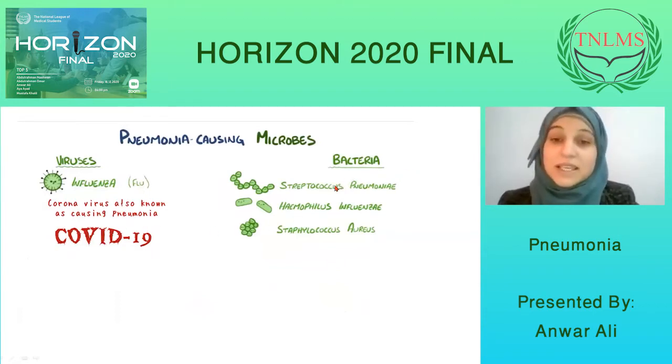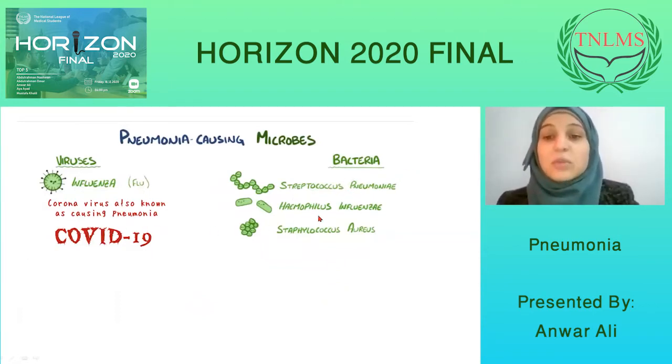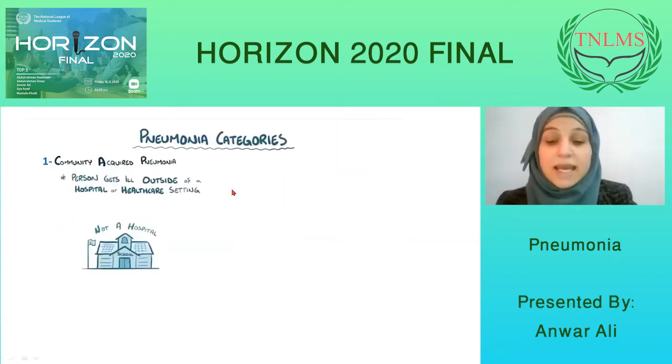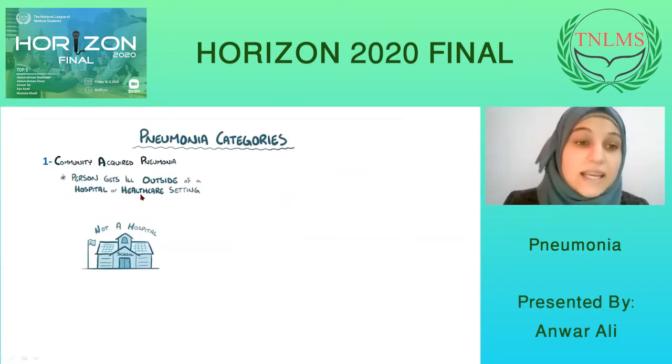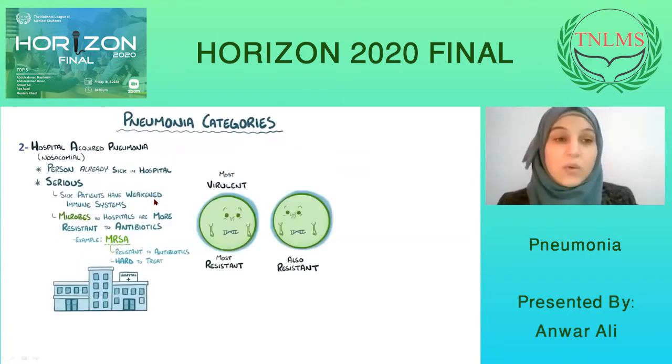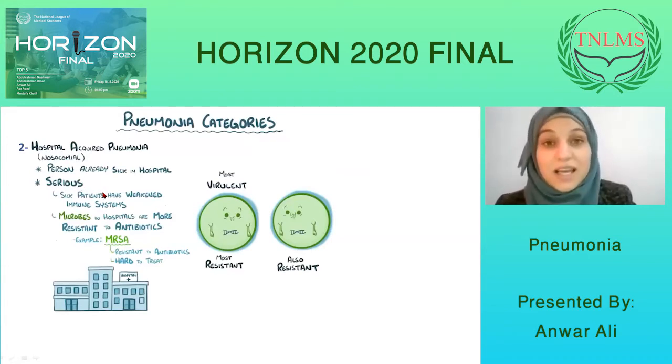As for bacteria, we have Streptococcus pneumoniae, Haemophilus influenzae, and Staphylococcus aureus. Now, pneumonia can be classified by how it's acquired. The most common type is community-acquired pneumonia, and it is called that when a person gets sick outside of a hospital or healthcare setting. The second type is hospital-acquired pneumonia, or what is called nosocomial pneumonia, which is when a person gets pneumonia when they are already hospitalized for something else.